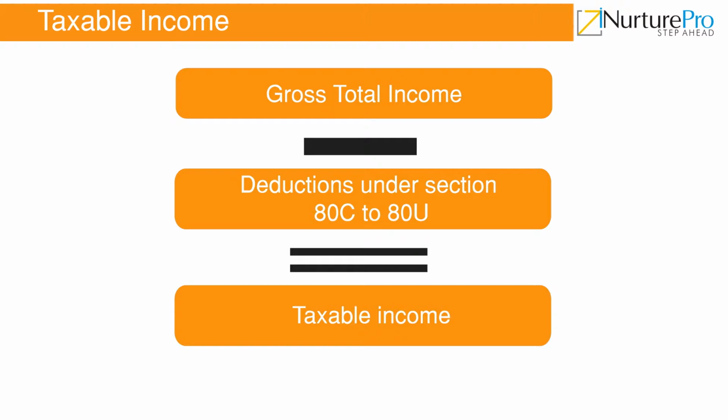At times, either excess tax is deducted at source or excess advance tax is paid. Under these circumstances, the excess tax paid can be filed for refund. Next, let's look at the 5 income heads under which gross total income is calculated.